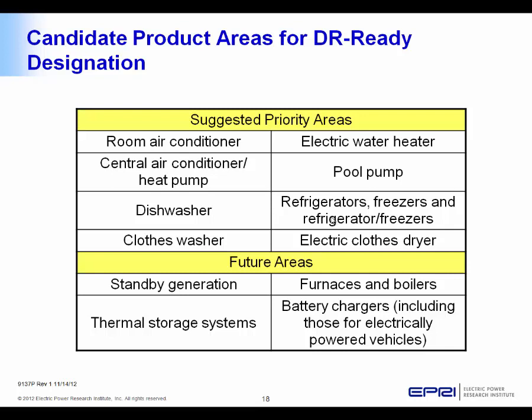The candidate product areas for this DR-ready designation, the priority areas, tend to be the obvious larger energy consuming devices that are somewhat ubiquitous in buildings and homes: room air conditioners, central air conditioners, dishwashers, clothes washers, water heaters, pool pumps, refrigerators, freezers, and so on, and electric dryers.